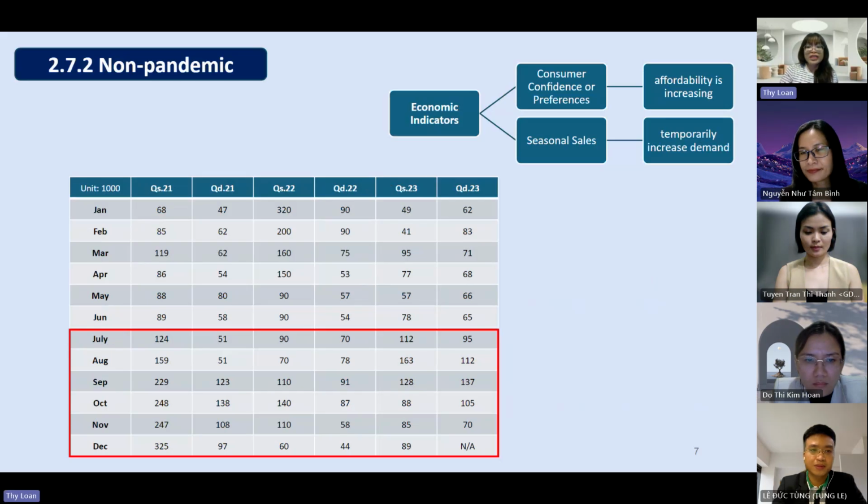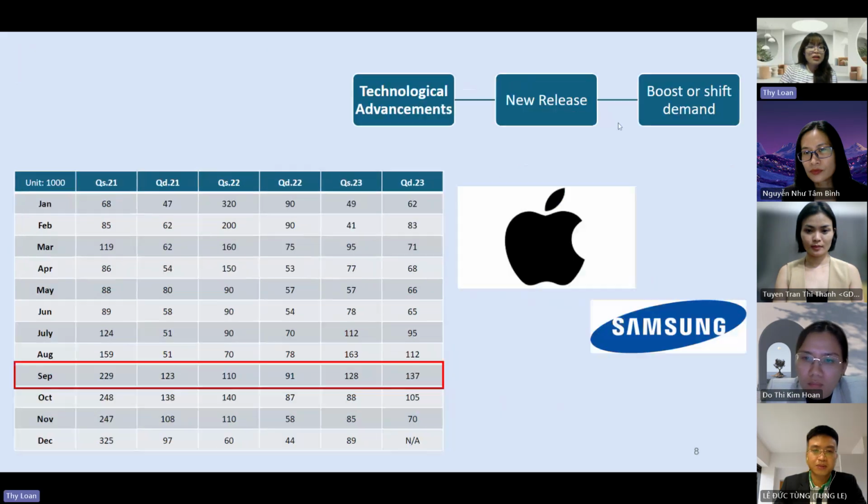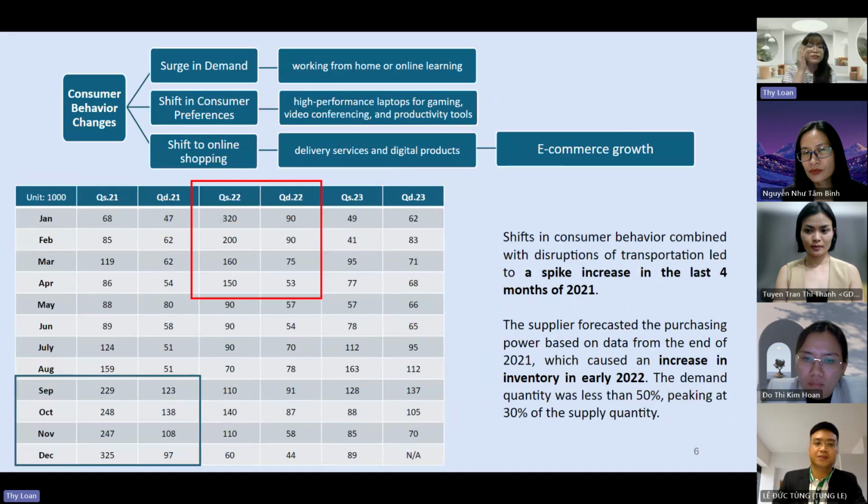Now we move to the next period, the pandemic period. We have two factors for this part. The second part of the pandemic period will be about consumer behavior change.